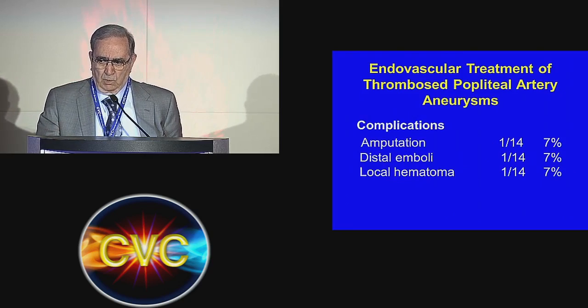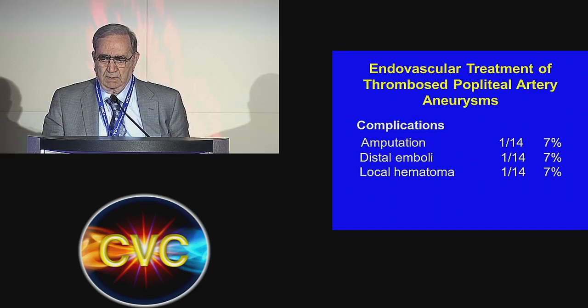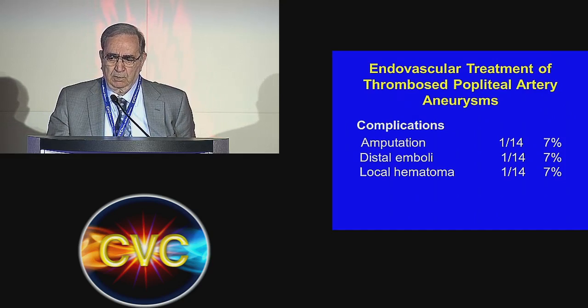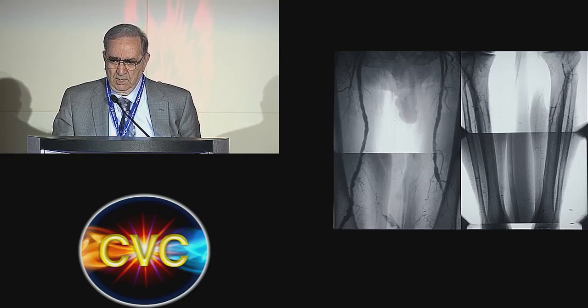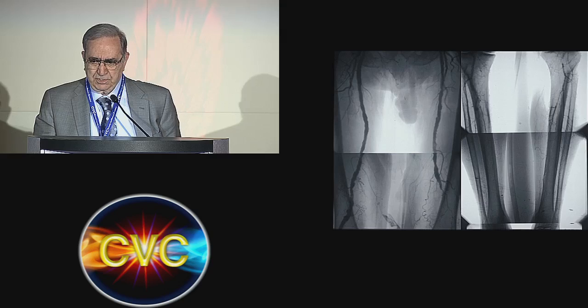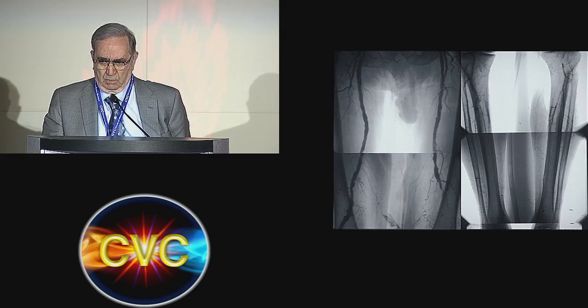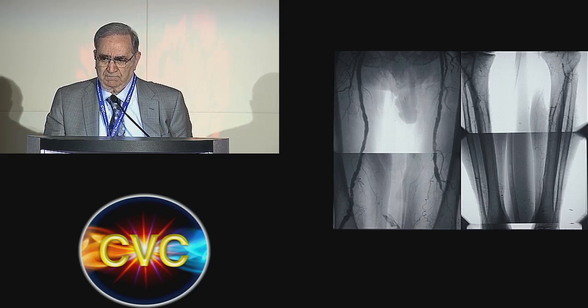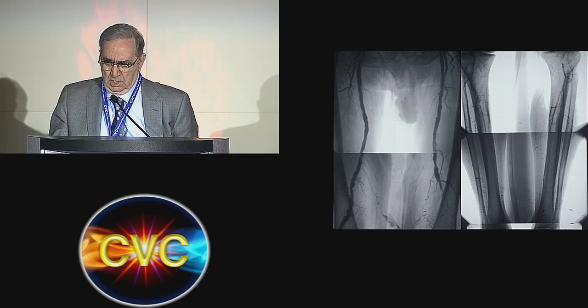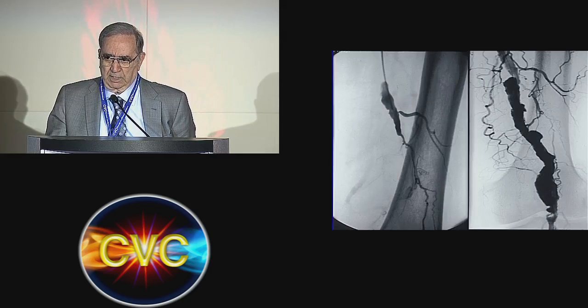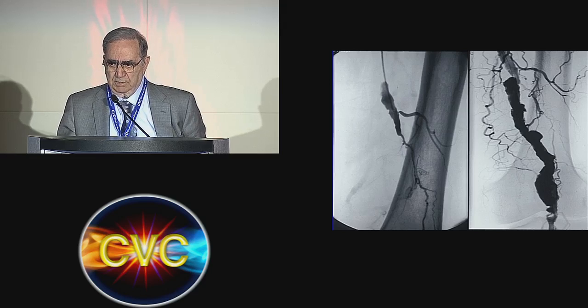Complications that occurred: one was an amputation, one had distal emboli, which were successfully removed, and one had a hematoma. This is an example of a patient who came with acute ischemia of the left leg, an 87-year-old. And after thrombolysis, that was his aneurysm.